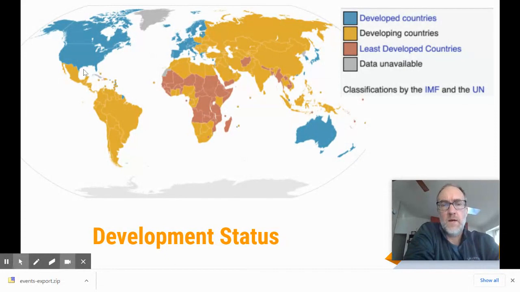So, development status. We talked about less developed countries and developed countries. And of course, there's a gradient all the way through. So this gives us a breakdown of developed countries like the United States, all of Europe, Australia, Japan. We have countries that are developing countries, and we see them in sub-Saharan Africa, South America, Mexico, most of Asia. And then this distinguishes what are called the least developed countries, and most of those are sub-Saharan African.